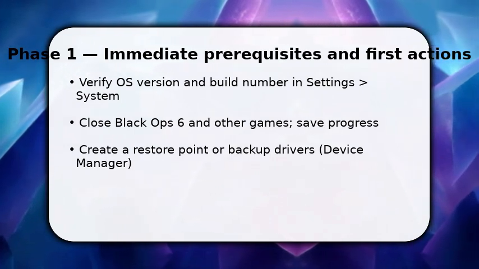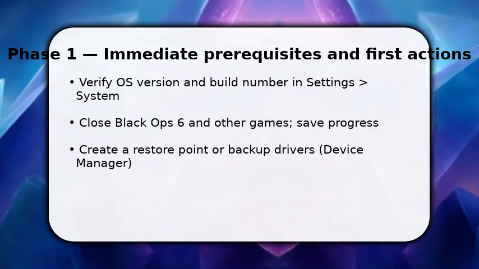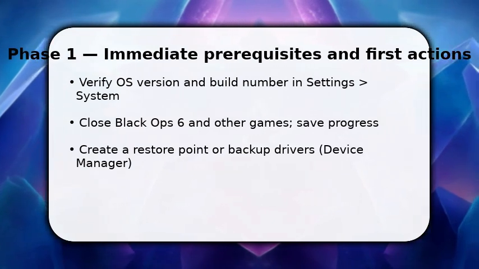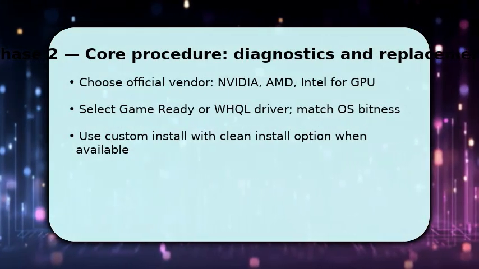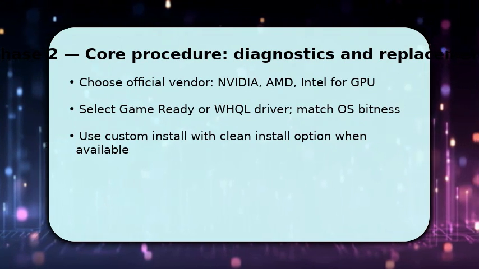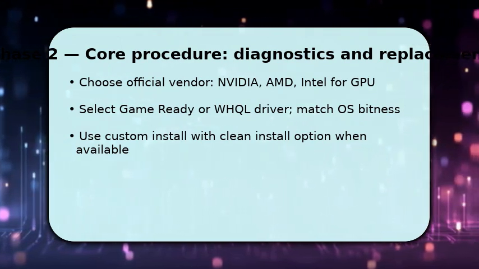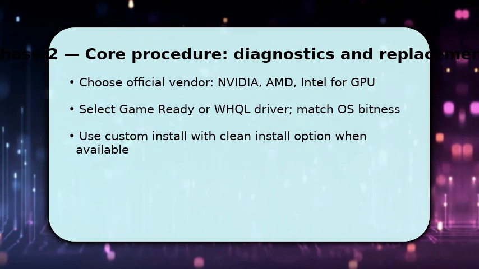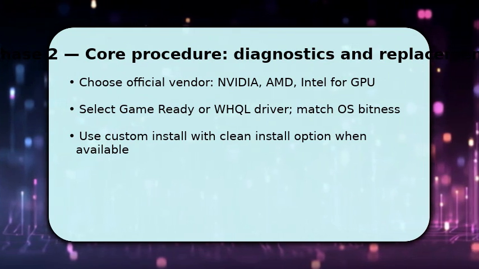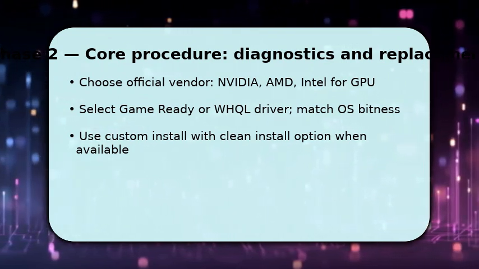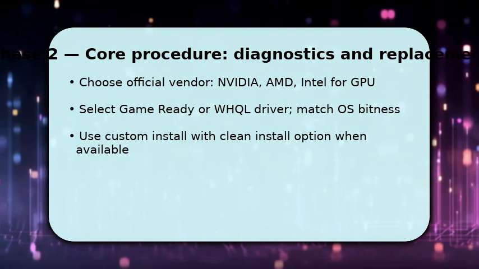Run the built-in scan to detect out-of-date components and list recommended driver versions for your system. You now pick the correct vendor page, NVIDIA, AMD, or Intel, and search the exact GPU model listed in Device Manager. This prevents hardware mismatch. Download the Game Ready or WHQL package that matches your OS and bitness, because these are tested for stability.